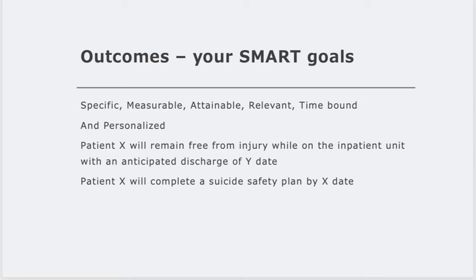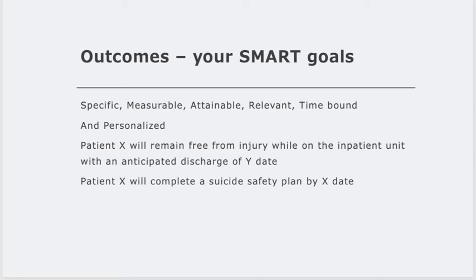Here's another example. Patient X will complete a suicide safety plan by X date. Many times, one of our goals on the unit is going to be to work to create a plan for what happens if they ever have suicidal thoughts with intent to act again. So we would again say Margaret Smith or Brad, whatever, will complete a suicide safety plan by, and let's say 1 week. So we'd say, 3, 4, whatever year it is.